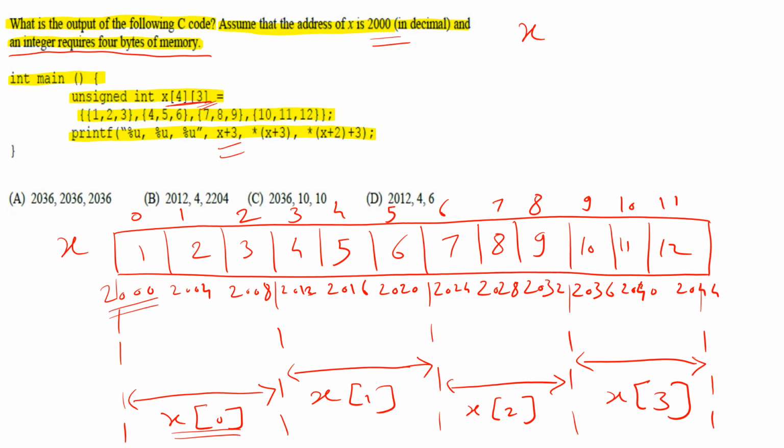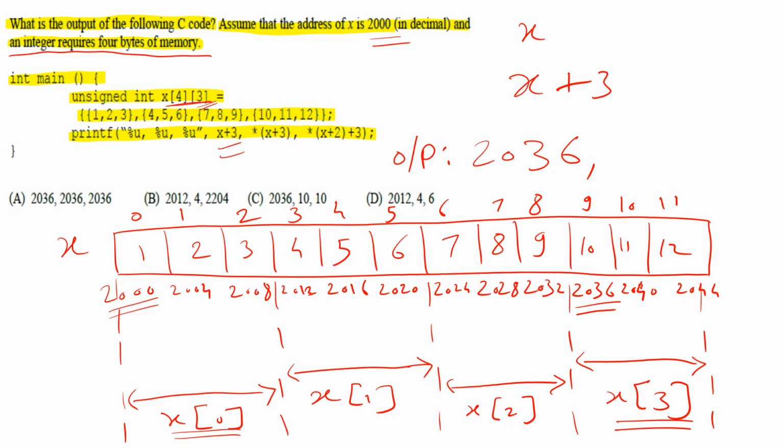But I'm not interested in getting x. I'm interested in getting x plus 3. If x gives you the address of the 0th element, x plus 3 will naturally give you the address of the third element. And the address of the third element is, as you can see, 2036. So 2036 will be the first output.